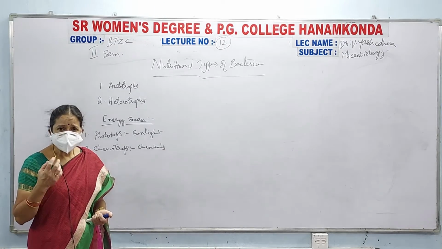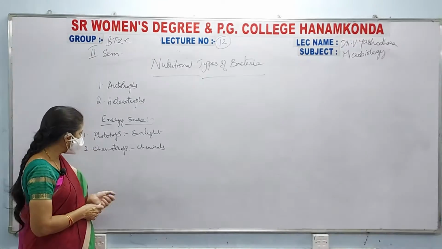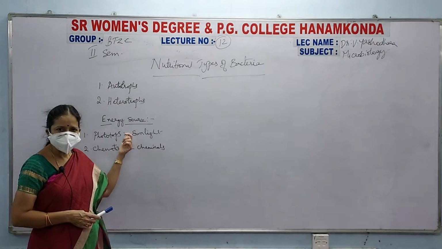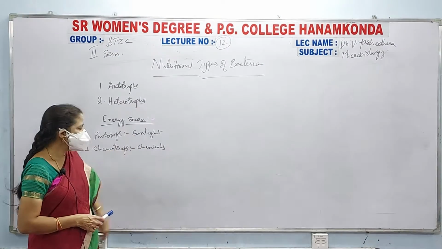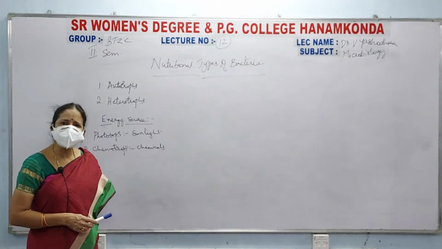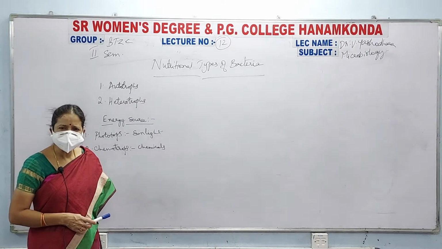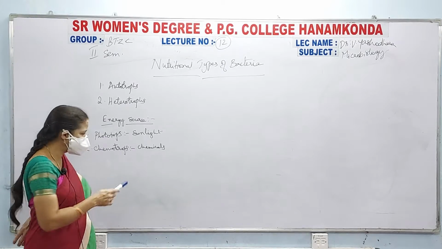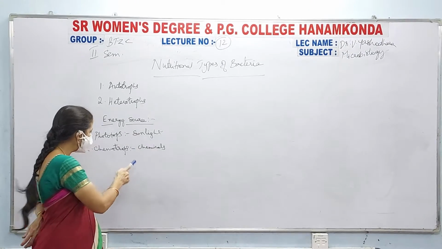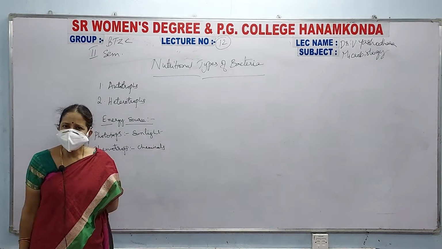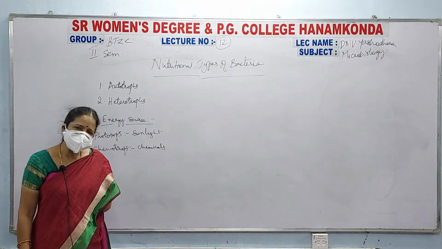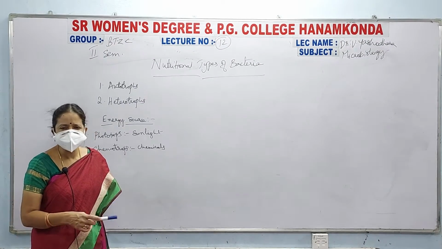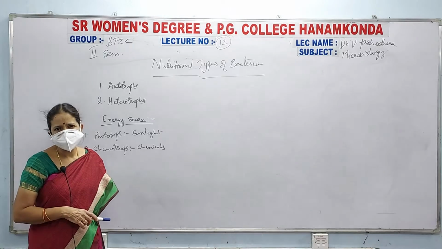The chemical materials are used as the source of energy instead of light. In chemotrophs, light does not play an important role. Only chemicals are the source of energy. The source of energy in chemotrophs is only chemicals, and these organisms will show their activity even in the dark. They do not require the presence of light.